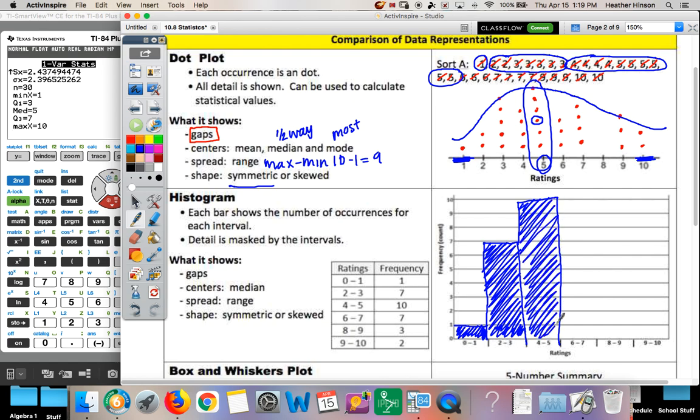For 6 to 7, let's see, there were 7 of those. That's what our frequency table tells us. So we'll stop at 7 there. For 8 to 9, there were 3 of those because we didn't have any 8s. We just had 3 9s.